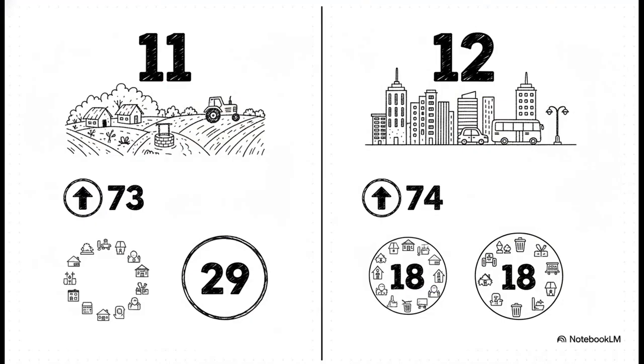And if Schedule 11 was for the villages, Schedule 12 is for the cities. It's the perfect pair. It was added right after by the 74th Amendment, and it does the same thing, but for urban local bodies like municipalities. It gives them power over 18 subjects. So it's simple, 11 for rural, 12 for urban.